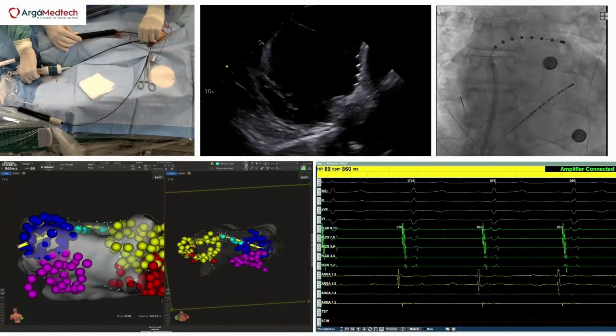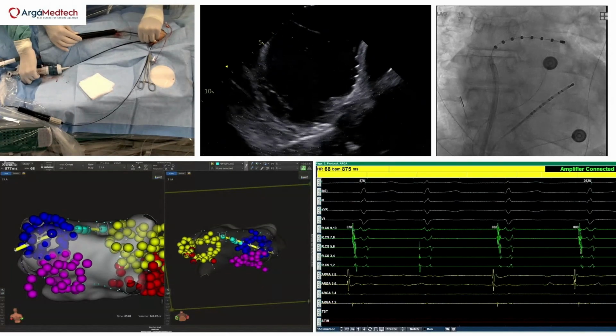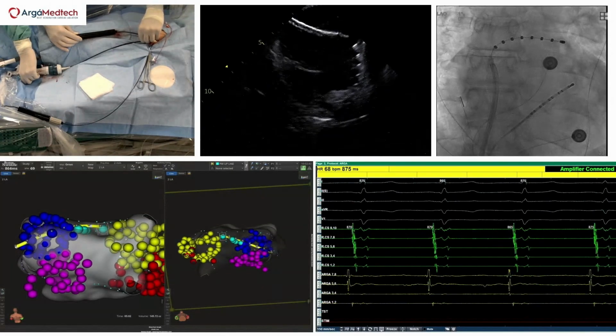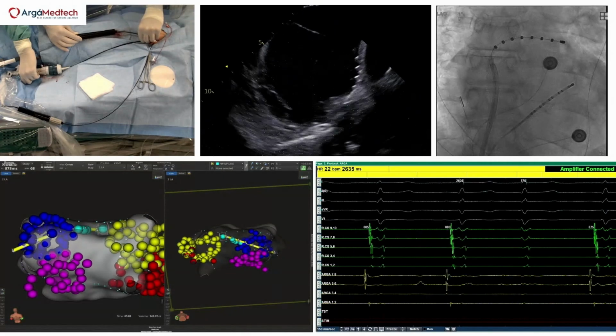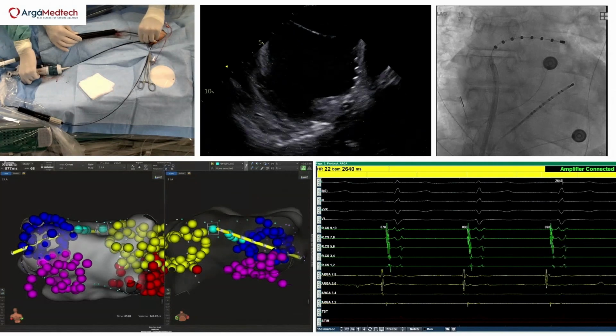So now they're configuring the generator. You see how nice the footprint is. Due to this footprint, we know we are in contact. And when you're in contact with this generator, trust me, this lesion will be durable. We know from the animal lab data.